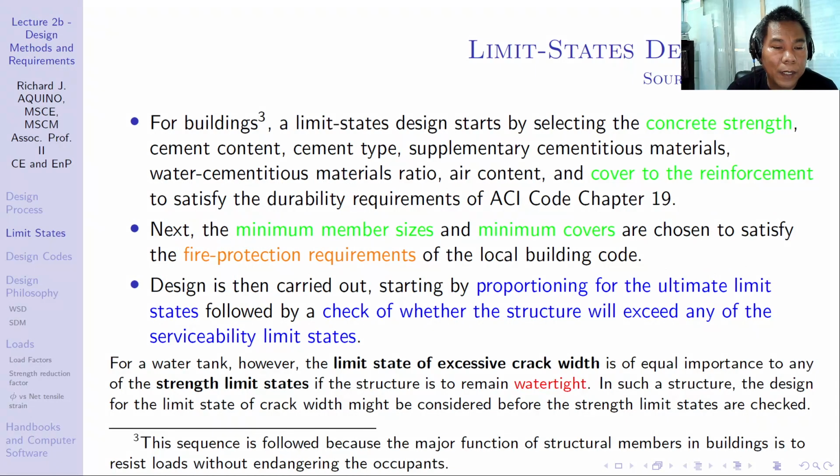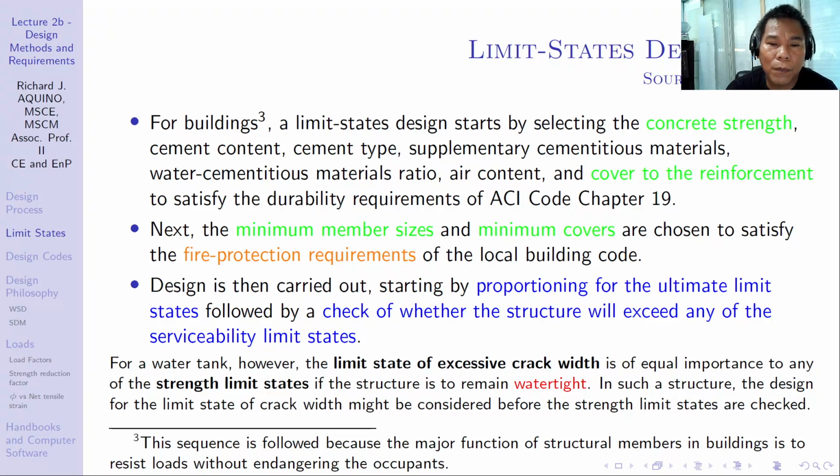For buildings, limit states design starts by selecting the concrete strength, the cement content, the cement type, supplementary cementitious materials, and water cementitious materials ratio. This is what we called the water cement ratio before, but the code actually gives it the name water cementitious materials ratio now because we normally mix with other cementitious materials. Also, the air content and cover to the reinforcement to satisfy the durability requirements of ACI Code Chapter 19.